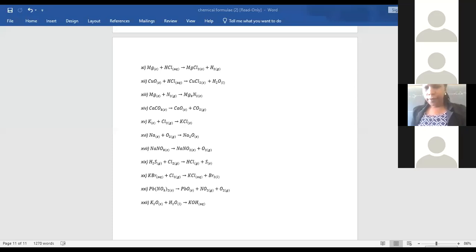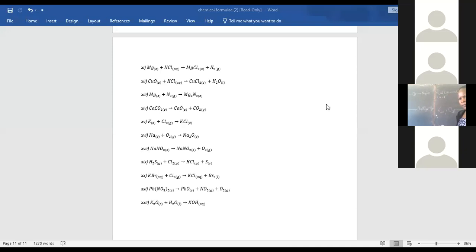Go ahead. So for the side of reactants, we have calcium carbonate, which is a solid, and for the side of products, we have calcium oxide and carbon dioxide. So for the side of reactants, we have one calcium atom. Oh yes, one calcium atom and then carbon.